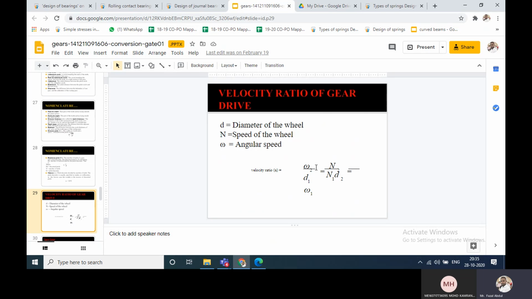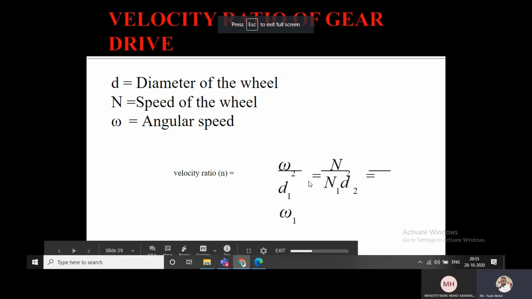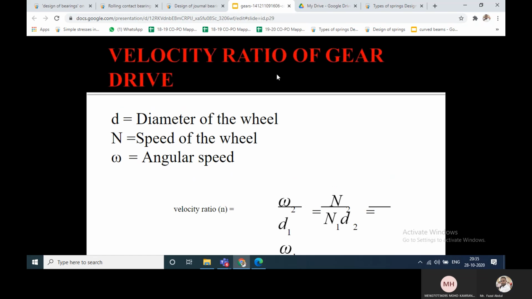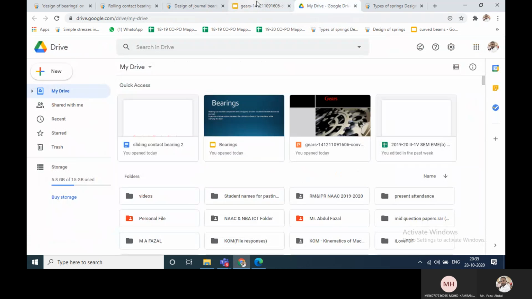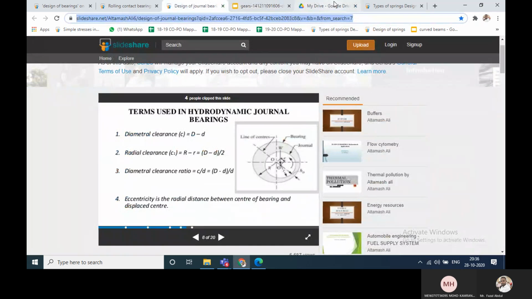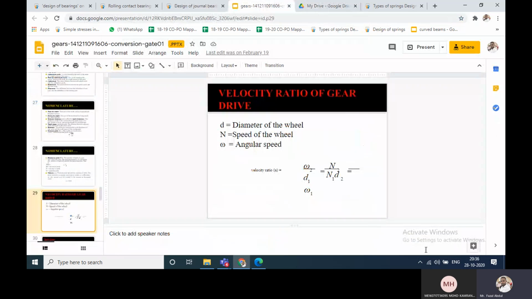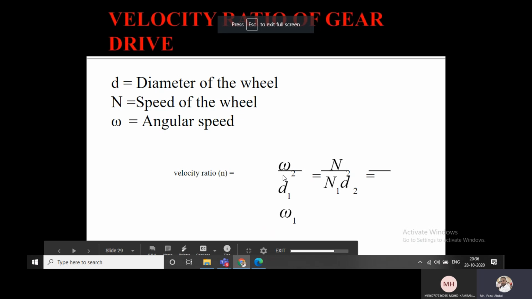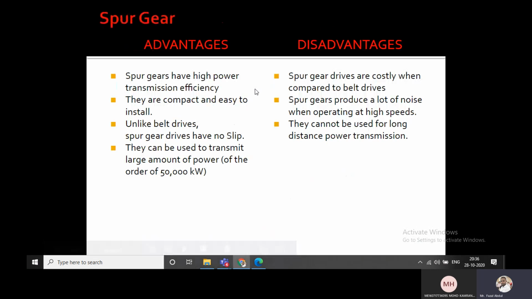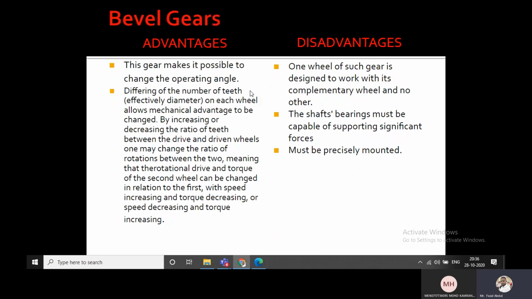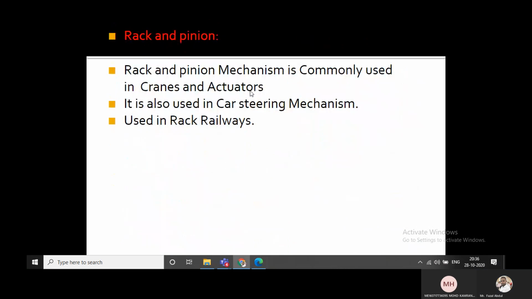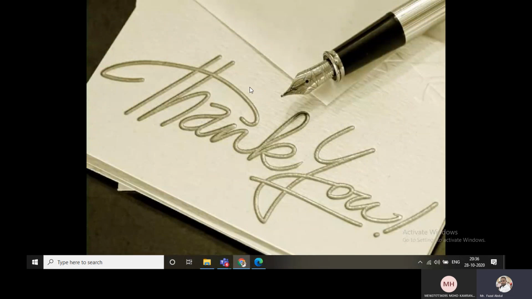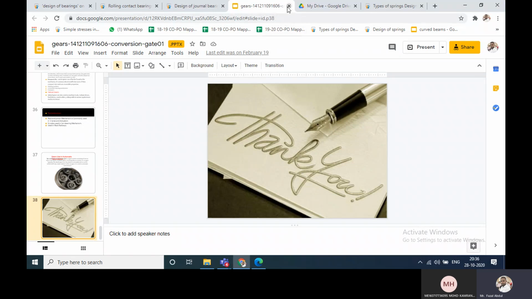Velocity ratio: omega 1 by omega 2 equals d2 by d1, the actual relation. That is the velocity ratio. The slide got jumbled when it was converted into PPT. These are not required for you. So this is the theory about the gear topics.